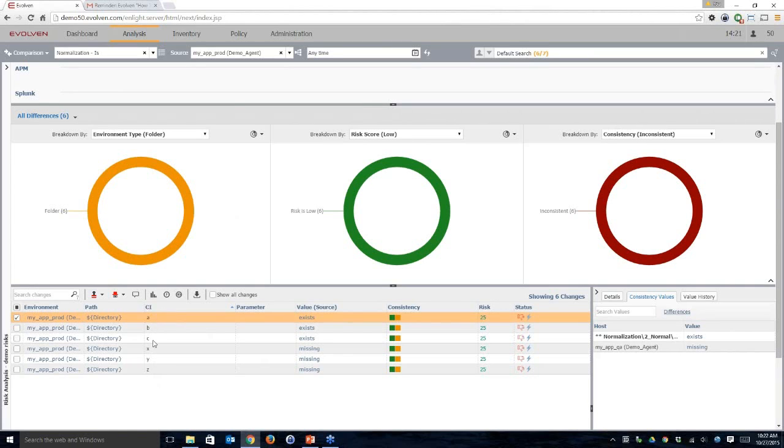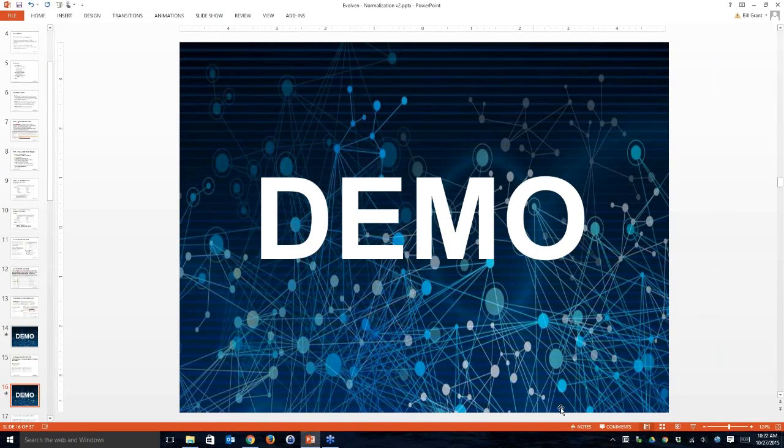Start to align these environments. And I'm going to show you how to do that. First, we'll go through a little bit. And then we can actually go and execute against that.